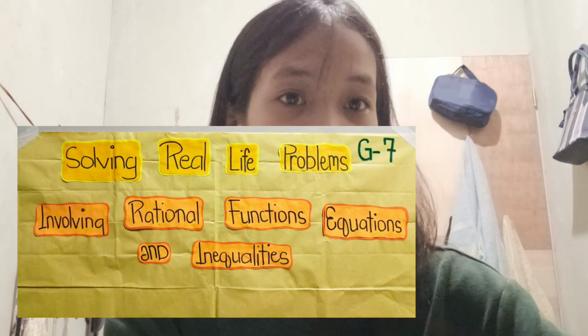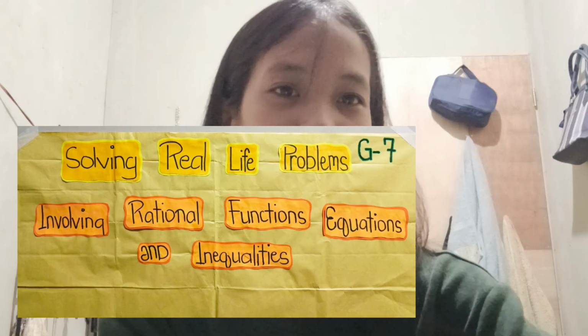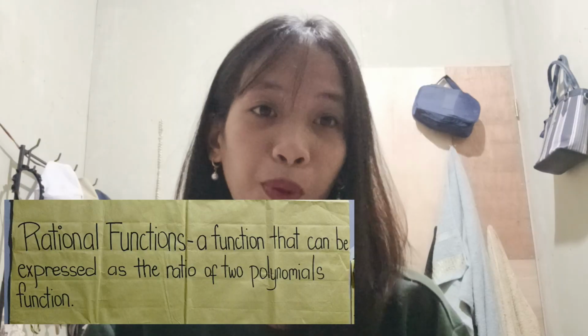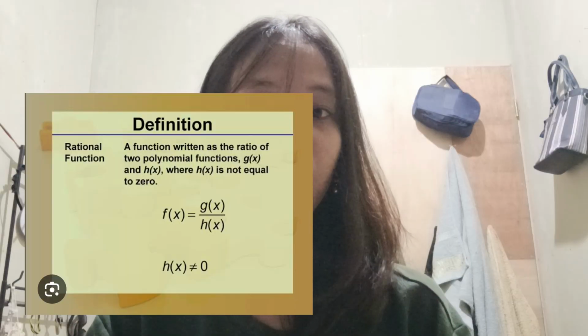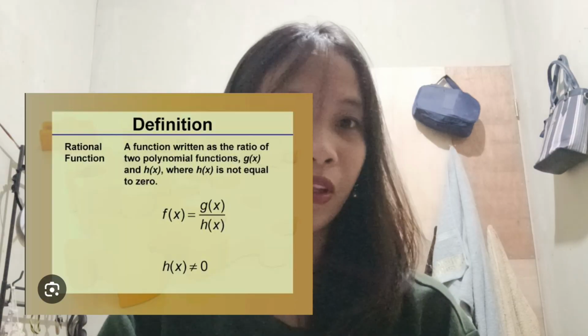So we were going to tackle Module 10, which is solving real-life problems involving rational functions, equations, and inequalities. So what is a rational function? A rational function is a function that can be expressed as the ratio of two polynomial functions, or in simpler terms, it's a fraction where both the top and bottom parts are polynomials. So we are talking about polynomials.